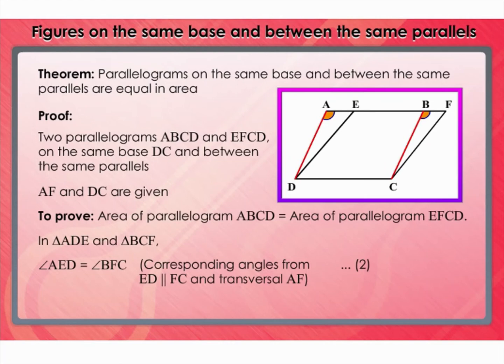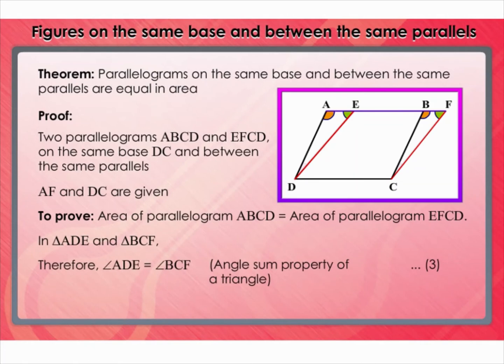Similarly, ED is parallel to FC. Again, AF is transversal, so angle AED is equal to angle BFC. Denote this as equation 2. Therefore, by angle sum property of a triangle, angle ADE is equal to angle BCF. Denote this as equation 3.